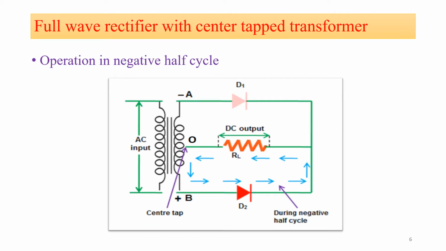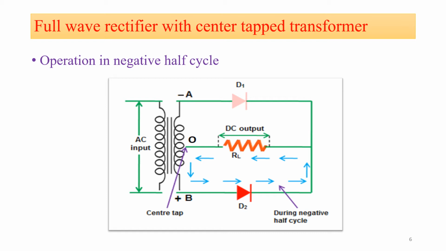Similarly, the operation of the full wave rectifier in the negative half cycle. Now, in the negative half cycle, what will happen? Negative half cycle means from pi to 2 pi. As we know the working of our center tap transformer, for the negative half cycle our VBO will be positive with respect to VAO, meaning VBO is positive and VAO is negative, meaning B is positive and A is negative.